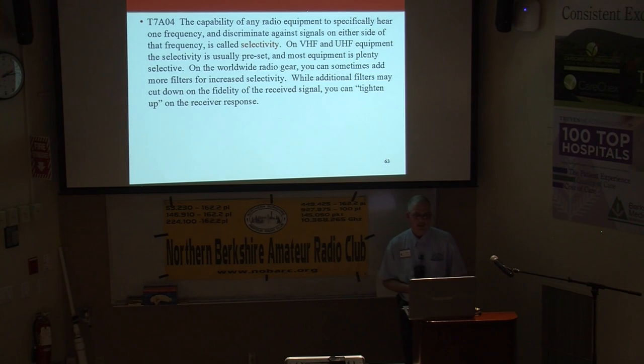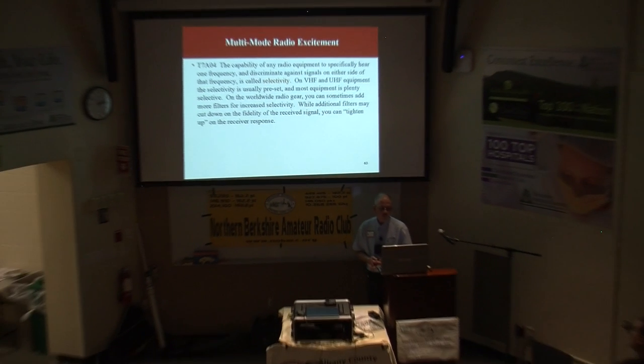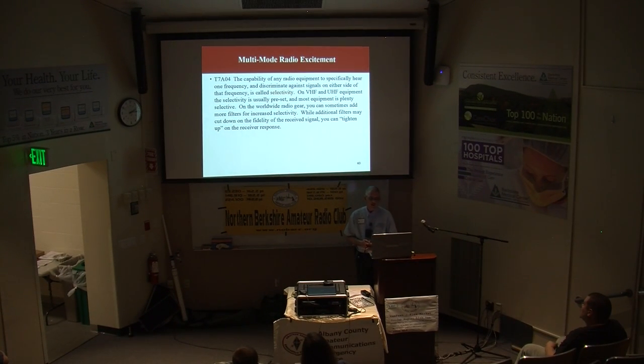The capability of any radio equipment to specifically hear one frequency and discriminate against signals on the other side of that frequency is called selectivity. On VHF and UHF equipment, the selectivity is usually preset, and most equipment is plenty selective. On the worldwide radio gear, you can sometimes add more filters for increased selectivity, while additional filters may cut down on the fidelity of a received signal, so you can tighten up the receiver's response.